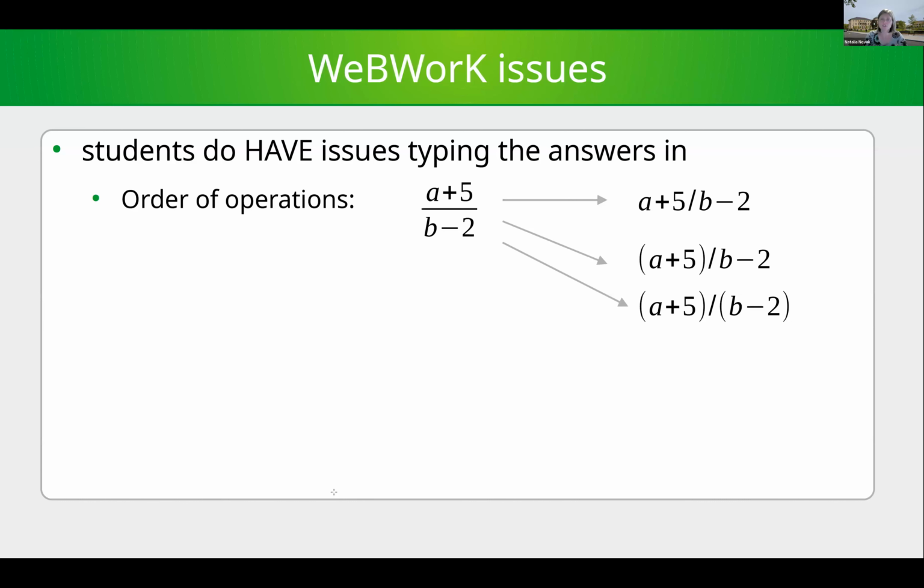They do have issues typing them in. So this (A+5) over (B-2) can be typed in different ways, and only the third one will be accepted by the system as correct, because the system, as I tell them, is very straightforward. It sees the operation and uses the order of operations. So in the first one, the division will be 5 divided by B, and that's it. Those are the issues that are there.